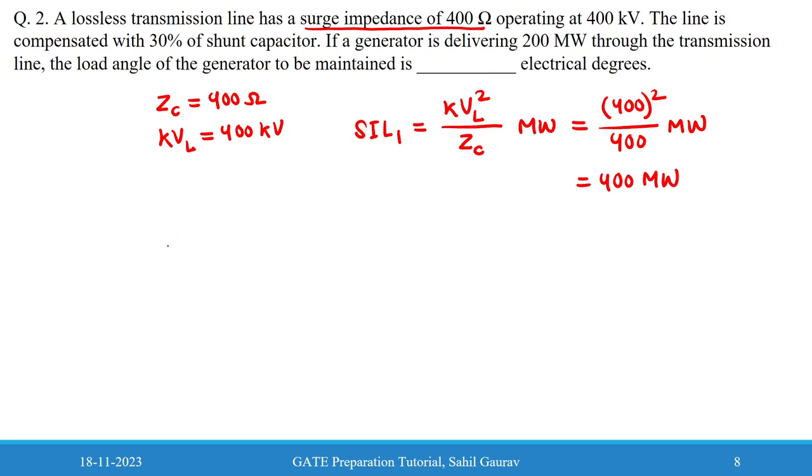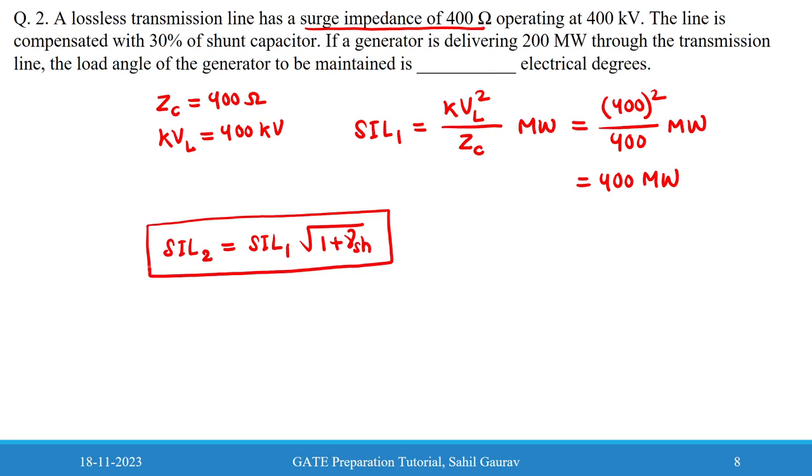Now for the shunt compensation, the surge impedance loading will vary according to this expression: SIL times 1 plus gamma sh. So here we put in all these values. Gamma sh is given by 30%, that is 0.3. So this will be 400 times 1 plus 0.3, which will give you 456.07 megawatt.